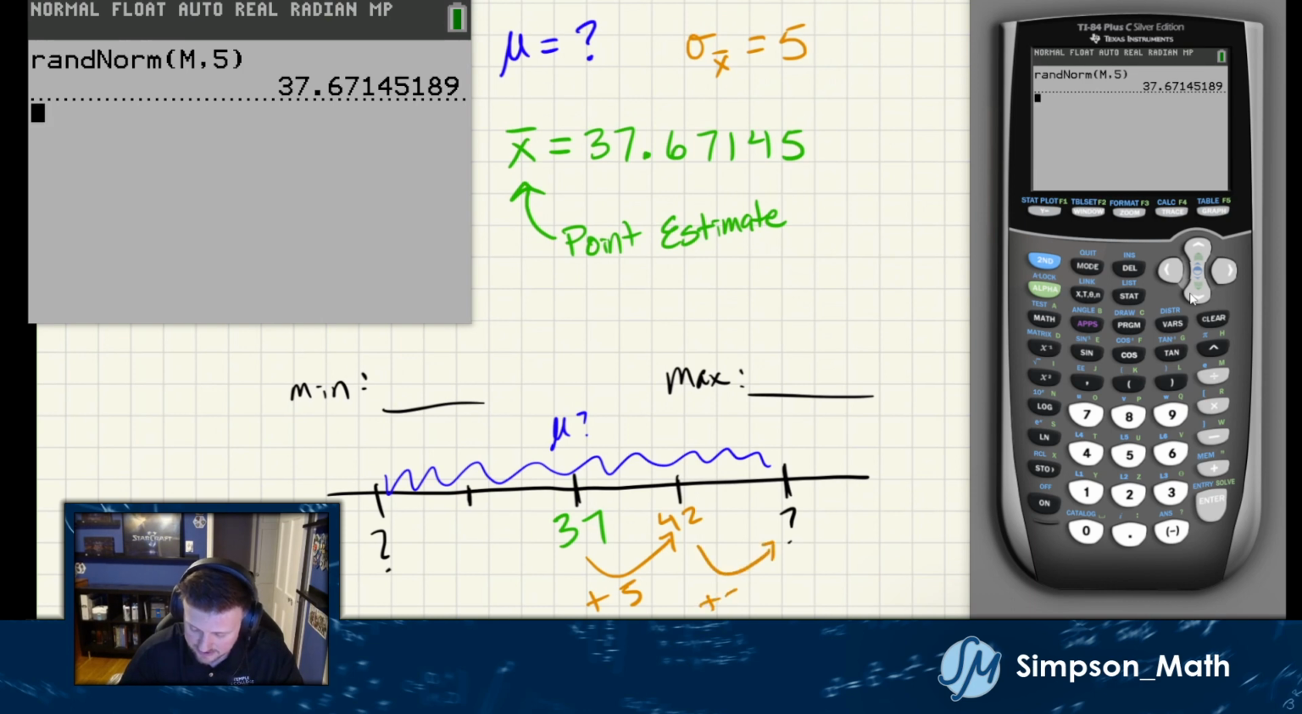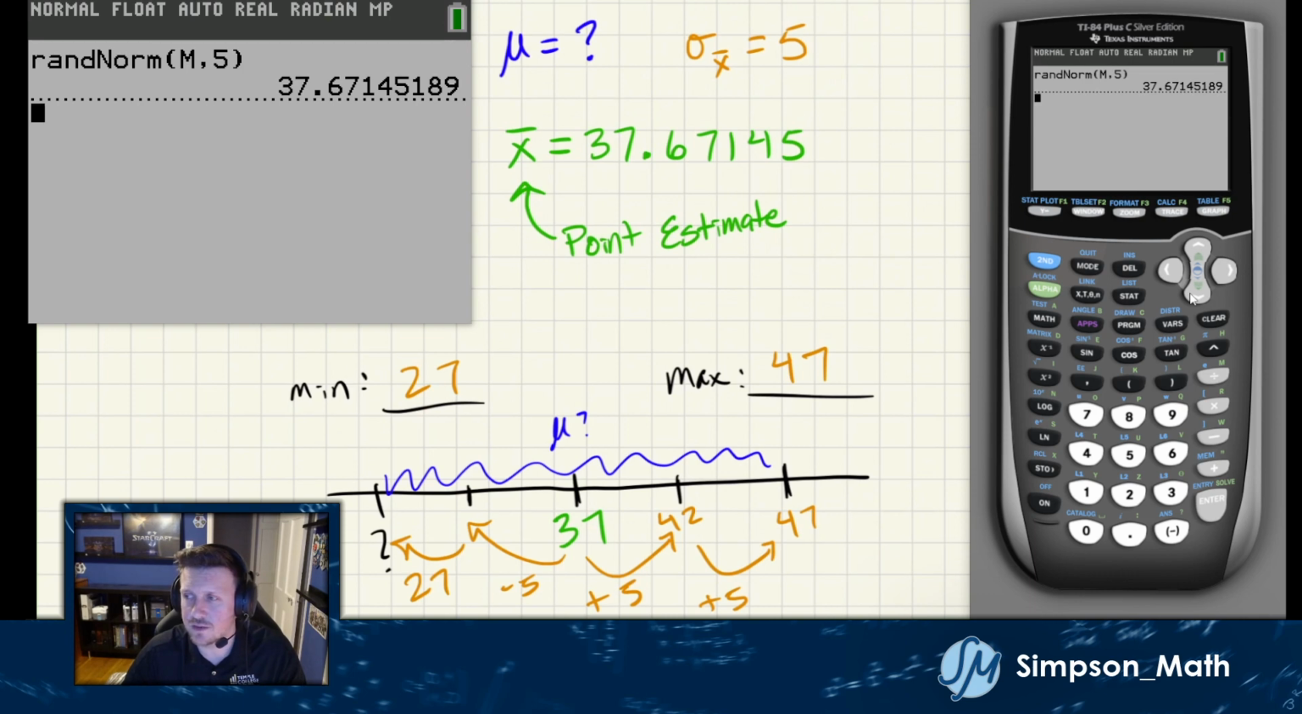Let's jump another 5, and this would put us at 47. So I think a safe maximum guess using this standard error, the standard deviation of the sampling distribution, would be 47. And I could do the same thing by subtracting 5, and then subtracting 5 again, and I would get 27. So basically plus or minus 10.